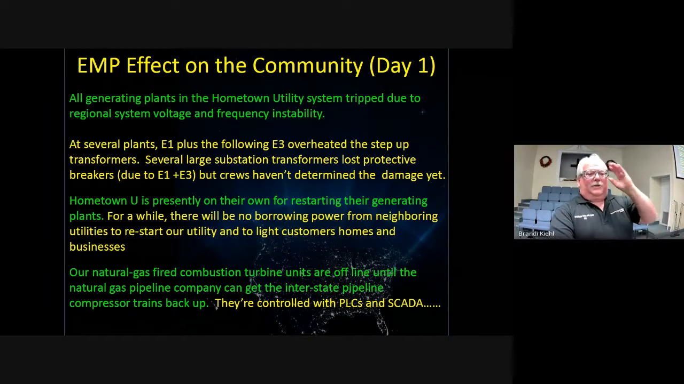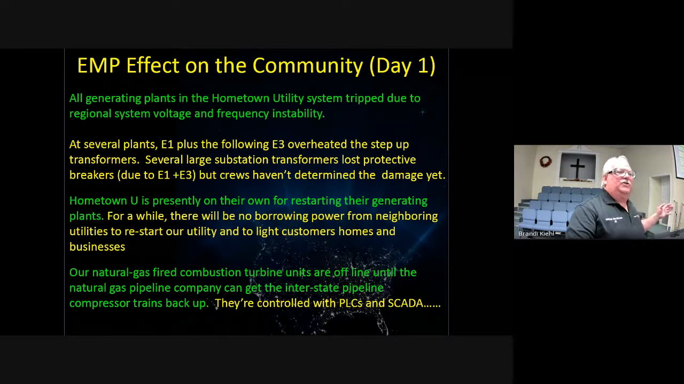Okay, so everything's tripped out in all of the generating stations. We've got some transformers that we think might be damaged. The first thing that we're going to do is try to restart the generating systems. Okay, there's no electric power. All of the generating units are tripped off, and every generating station has to have a substantial chunk of power to crank up their equipment. And we have a way of dealing with that.